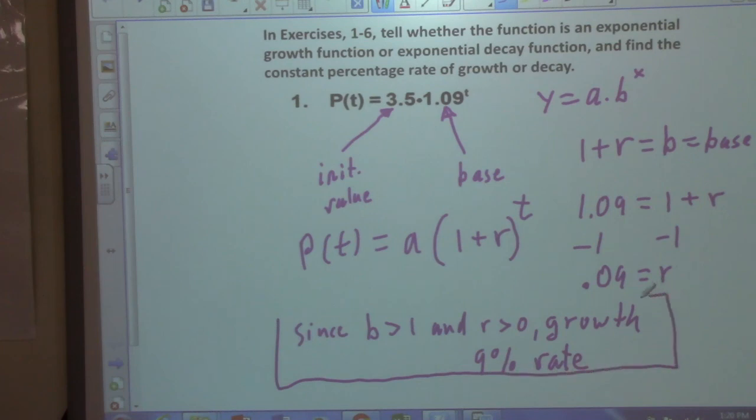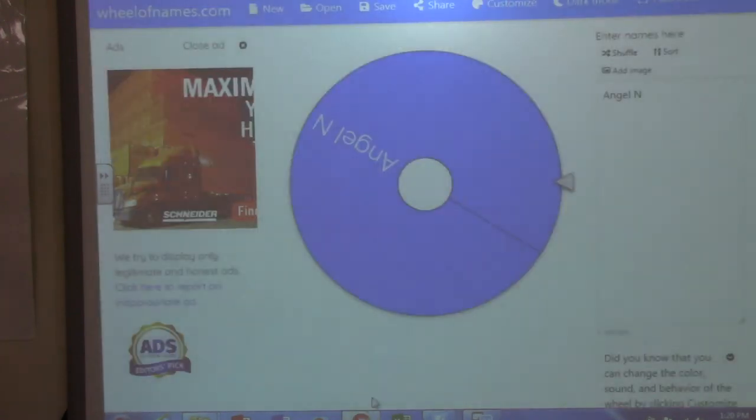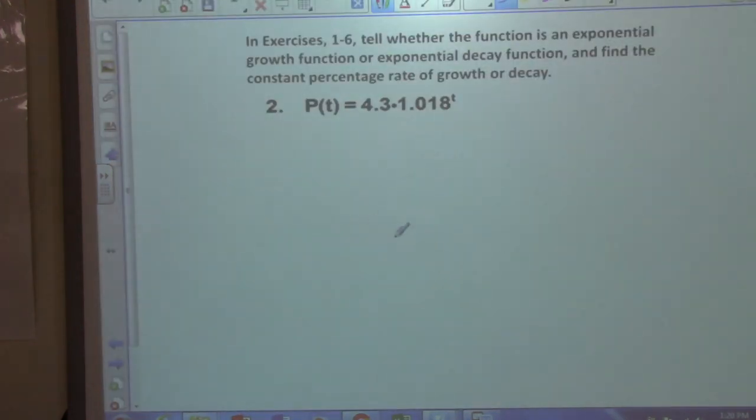What I want to do is go ahead and do just problem 2 today, and I'll choose somebody to do problem 2. Same type of thing. Just spin the wheel.